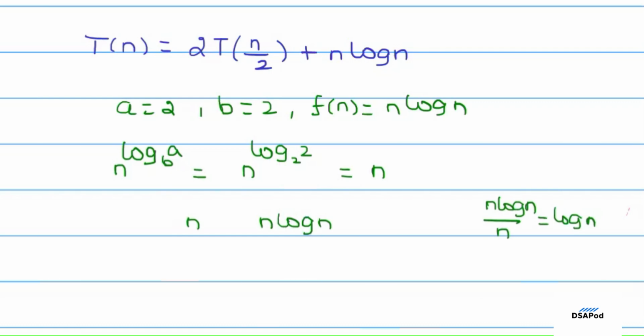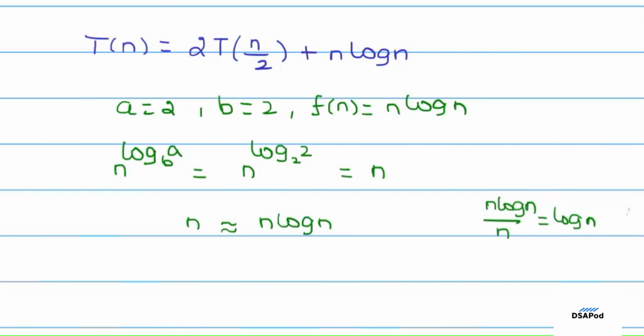So if you see the difference between f(n) and the watershed function, the f(n) is not polynomially greater than the watershed function. It is logarithmically greater. So here it should be polynomial. So n log n and n in a polynomial way, both of them are alike. So it is not polynomially greater or less.